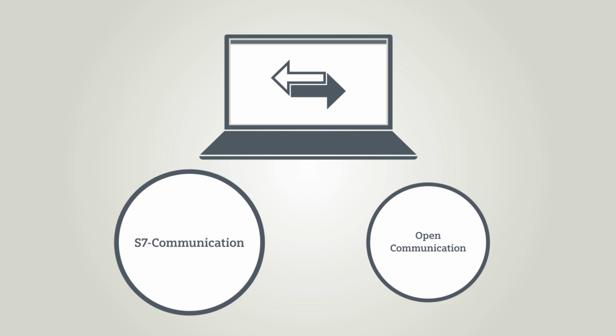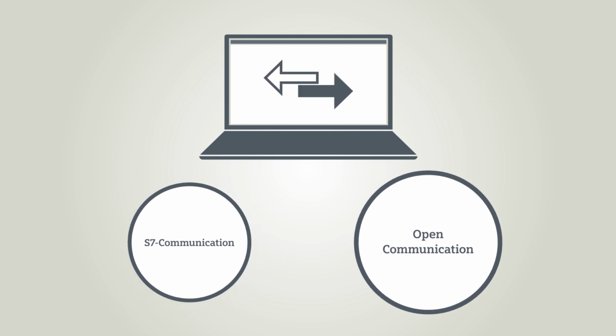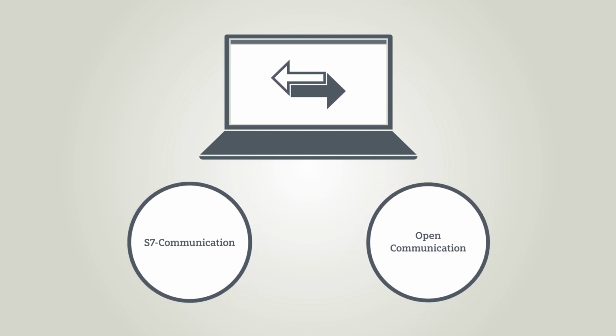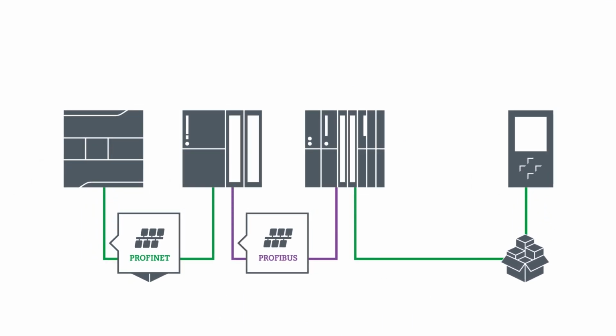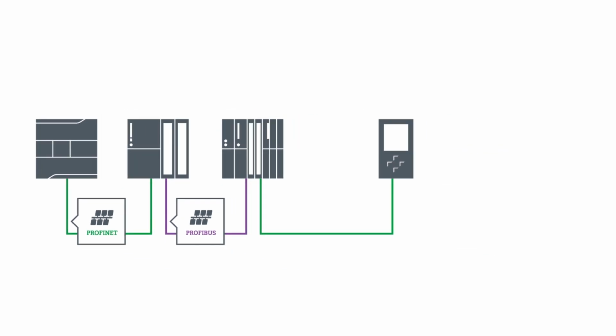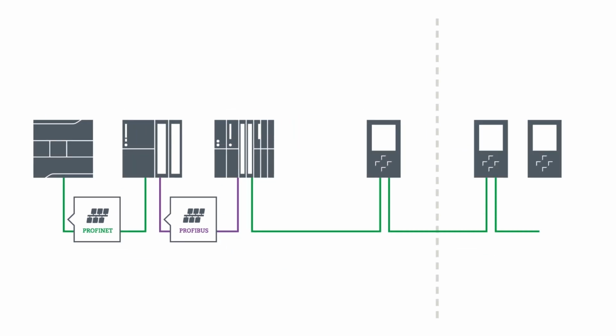A basic distinction is made between S7 communication and open communication. S7 communication is a popular communication mechanism which is used to connect SIMATIC controllers with one another. It is a tool which has been valued for years due to its integration into the operating system of the S7 CPUs, meaning it has a solid track record as a reliable mechanism.